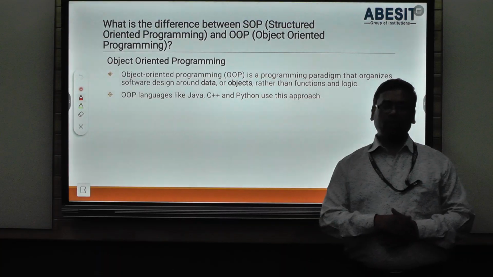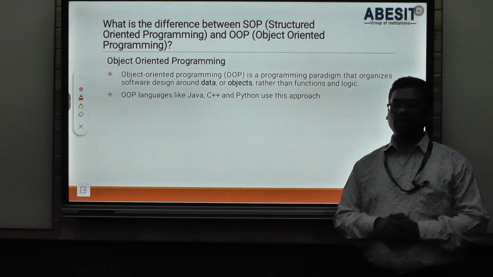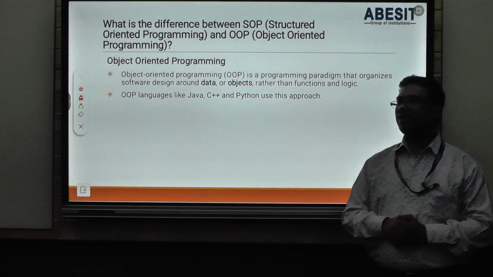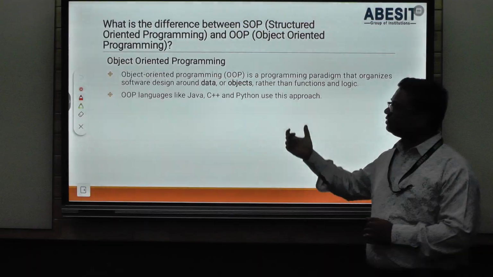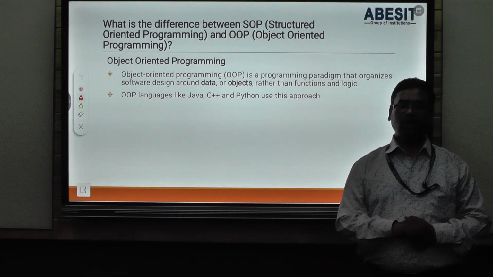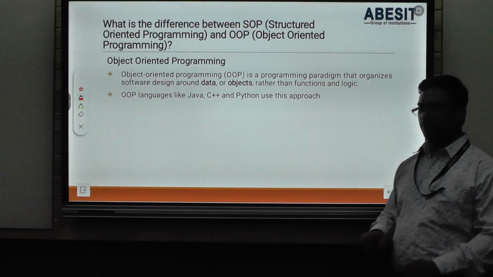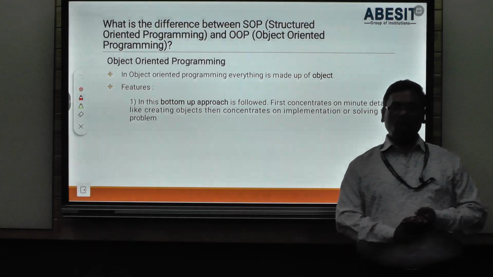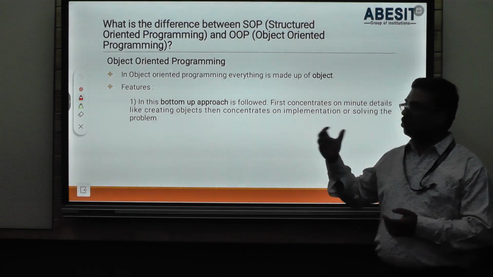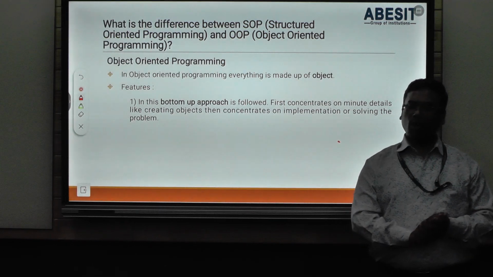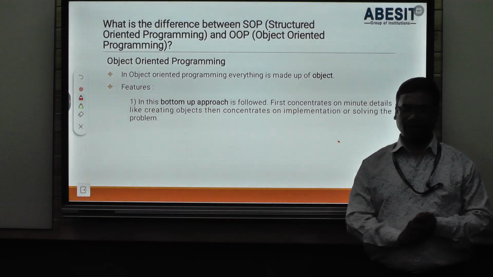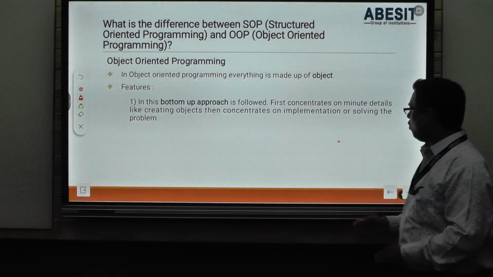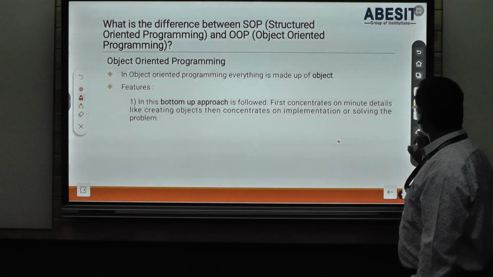Now, what is OOP? Object-oriented programming is a paradigm that mainly works with data, or you can say objects. Languages like C++, Java, Python use the OOP approach. In OOP, everything is worked around objects because an object is a real world entity. OOP uses a bottom-up approach. Let's see what the bottom-up approach is.